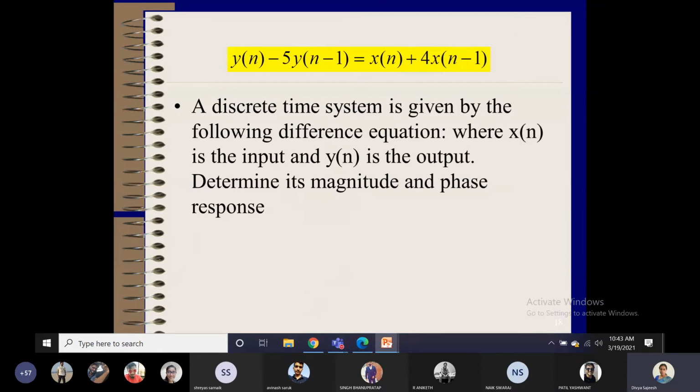Now let us take an example. Given to you is a discrete difference equation. You need to find out the magnitude and the phase response of this system. So first what we will do, we will apply the Z transform, obtain the transfer function in Z plane, put Z equal to e raised to j omega. Then after obtaining H of omega, you can segregate the magnitude and the phase response.